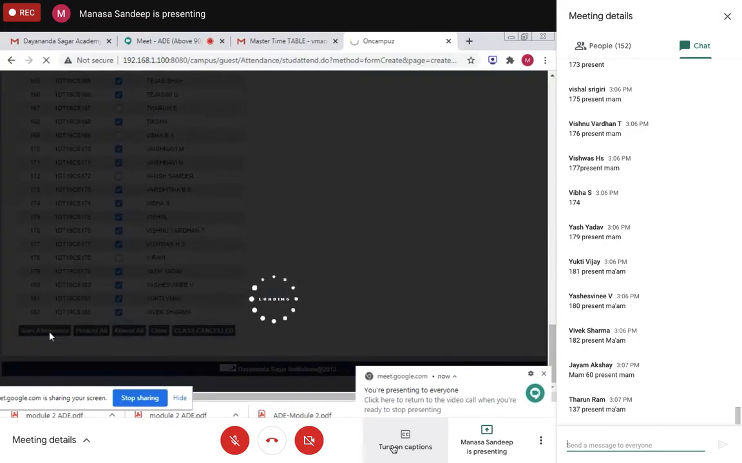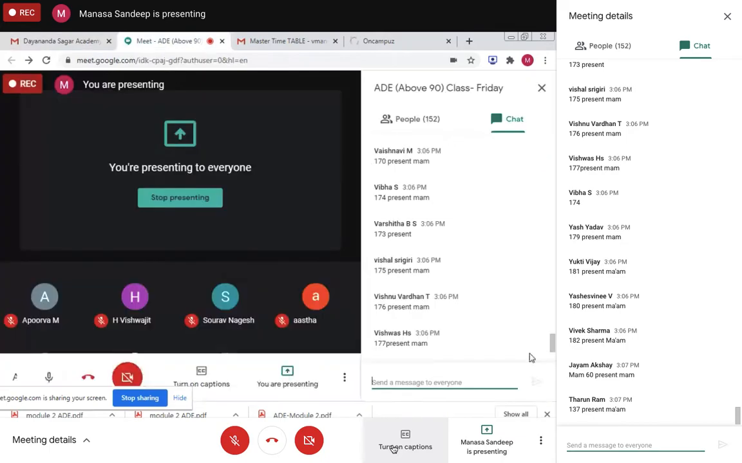And I have given to Tikshna. Fine. Tikshna. Vivek also given. Fine. What about this one? 60.